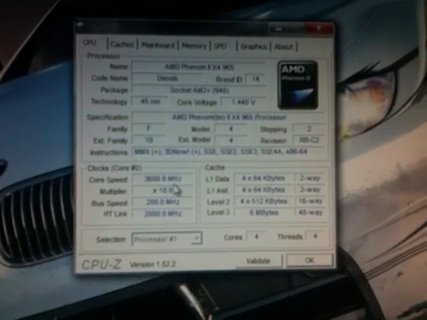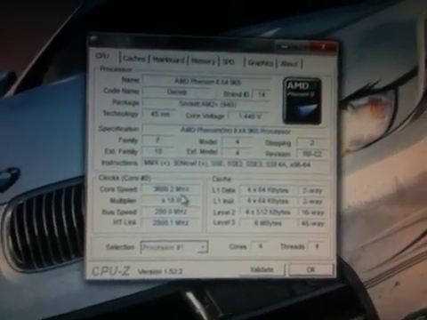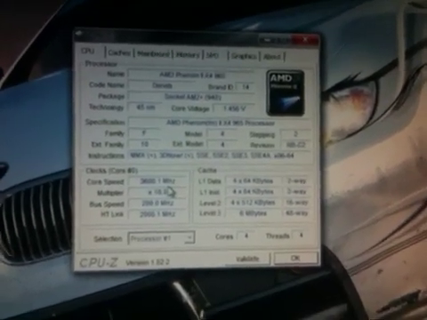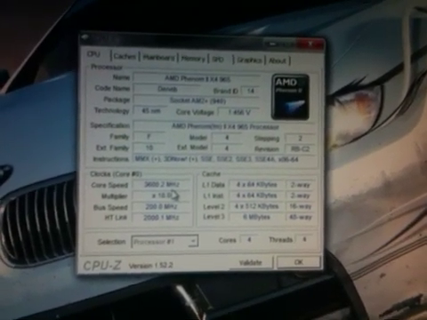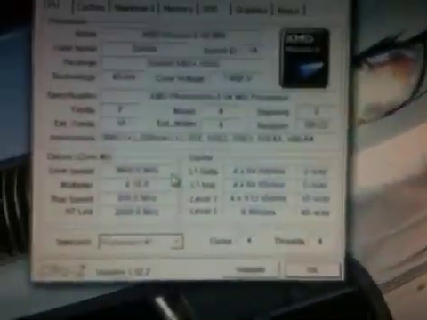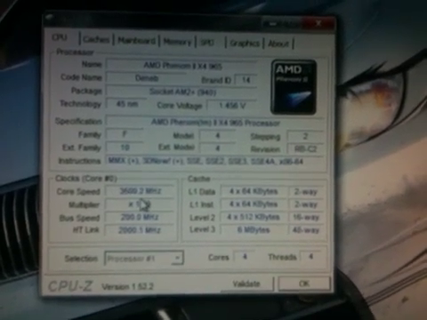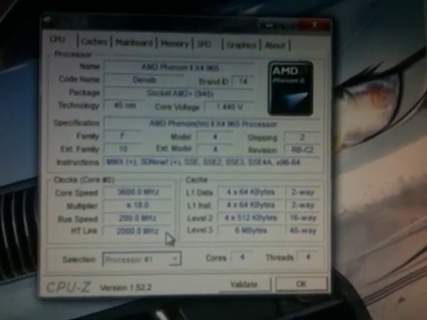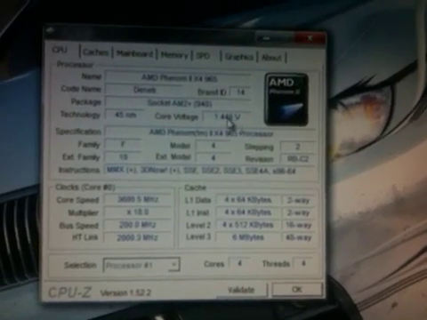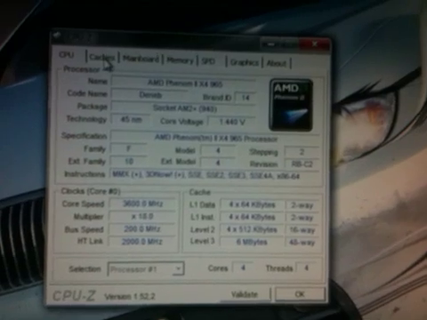So, any help from you overclockers out there: how can I get a stable 3.8 or 3.9 without getting the blue screen of death or anything? Let's see what else you guys need to know here. My multiplier, my front side bus, hyper-threading link, my core voltage. What can I do to go past 3.6 and keep it stable?